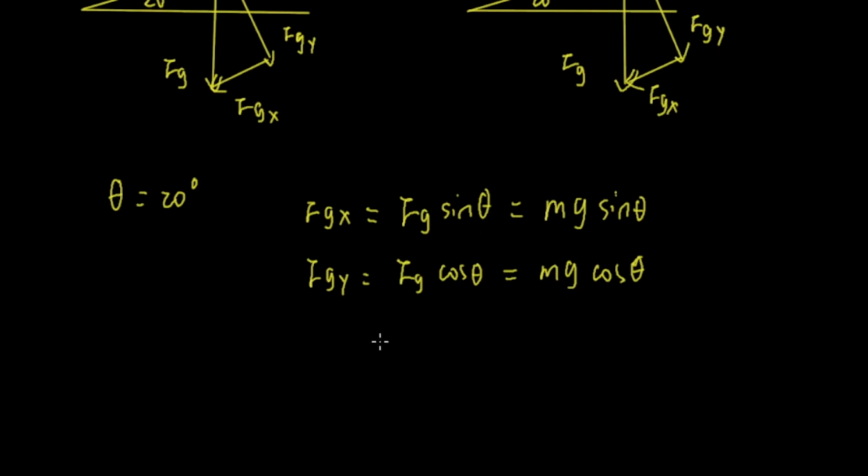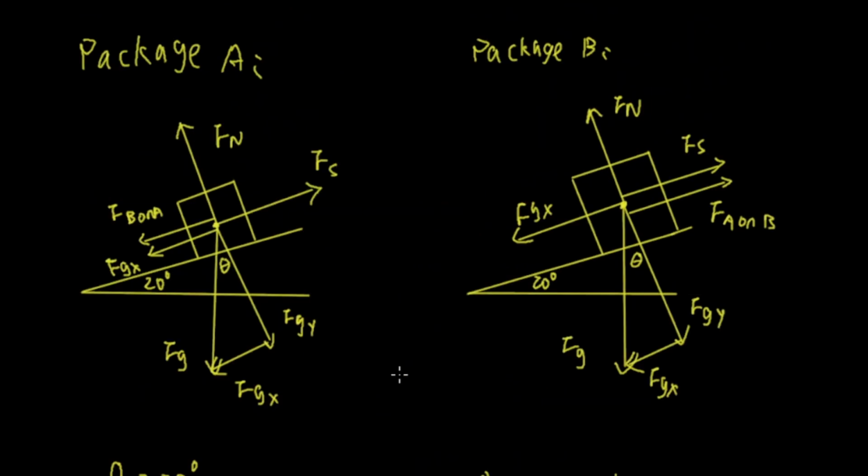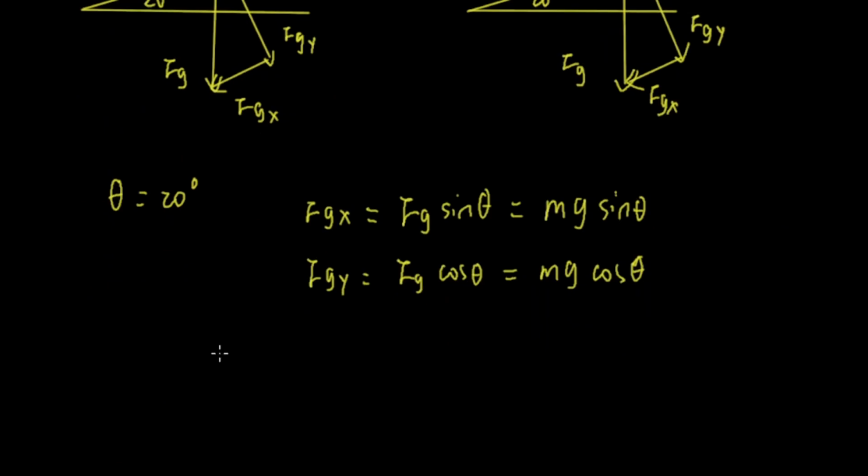What else do we know? Here, normal force. Now the normal force will cancel out with the F sub g y, right? So we can say that the normal force is the same as F sub g y, and that's the same as mg cosine theta.